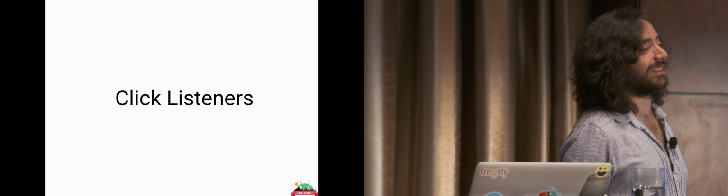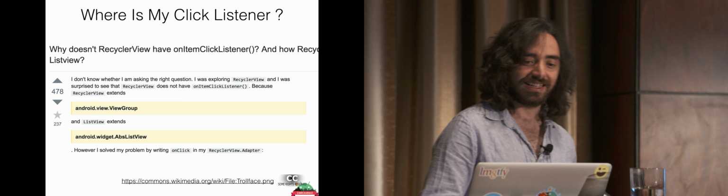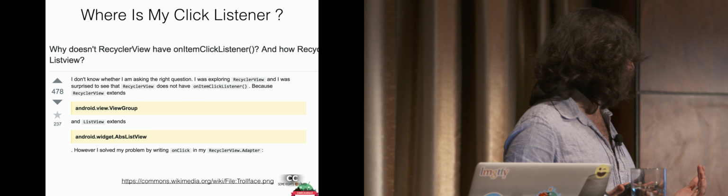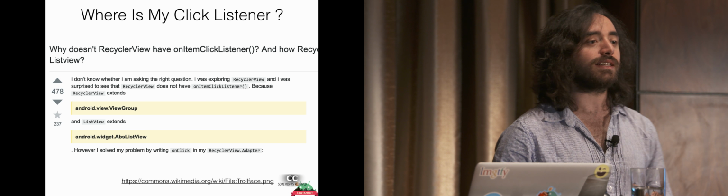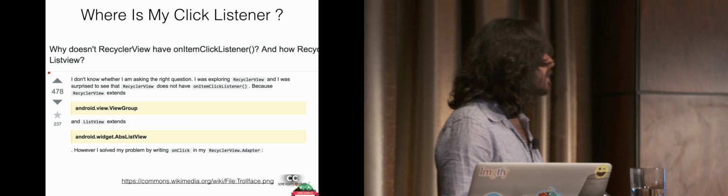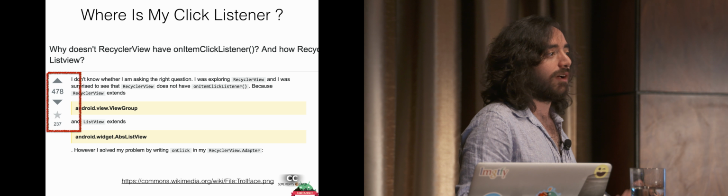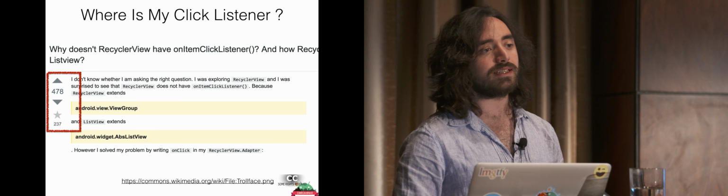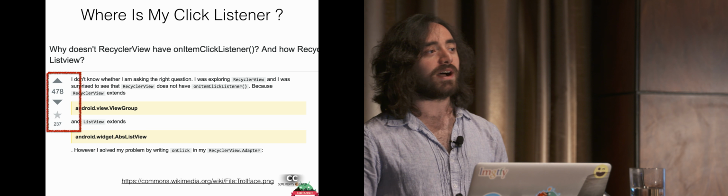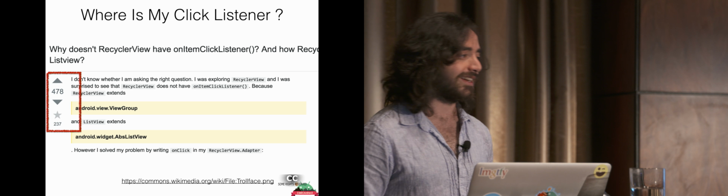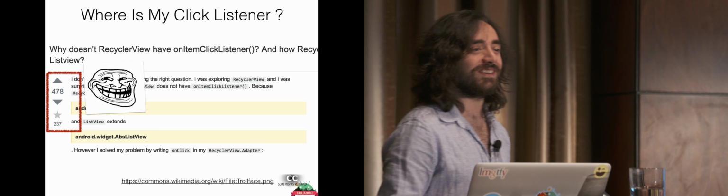Okay, click listeners, another sensitive topic in the ListView to RecyclerView transition. When we released RecyclerView, someone asked this question on Stack Overflow: why doesn't RecyclerView have an item click listener? And it has almost 500 upvotes, so it seems like it's a pain. When I saw this, in my early days on the team, I said, okay, I think we should implement this as soon as possible. And then Adam Powell was like, no, we don't do that. I asked why, because I didn't know. Are we really bad people? Do we want them to suffer?